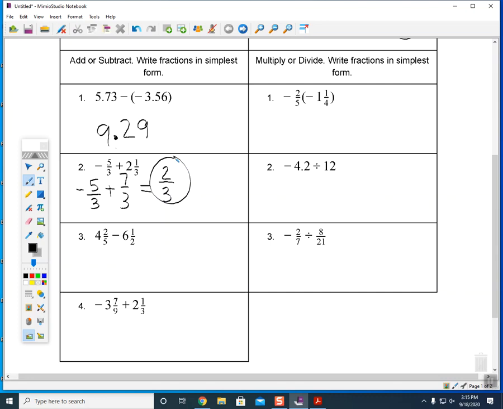Do the same thing down here. So I've got 4 times 5 is 20 plus 2 is 22. So I've got 22/5 minus 6 times 2, which is 12, plus 1, which is 13. So that I'm going to have 13/2 over here. But in order to add or subtract my fractions, I need to have a common denominator. And here it looks like my common denominator is going to be 10. So in order to get from 5 to 10, I need to multiply by 2, which means I also need to multiply the top by 2. So I'm going to have 44/10.